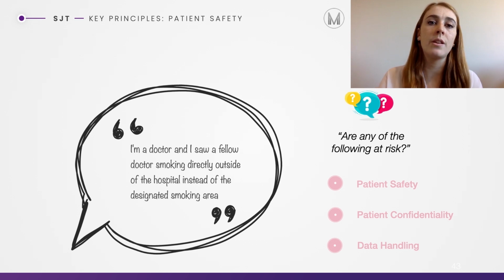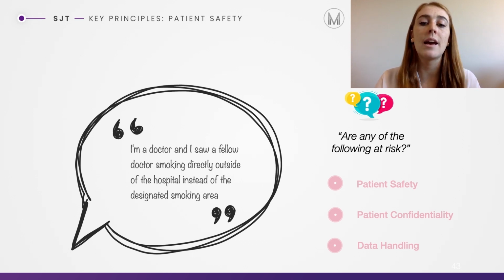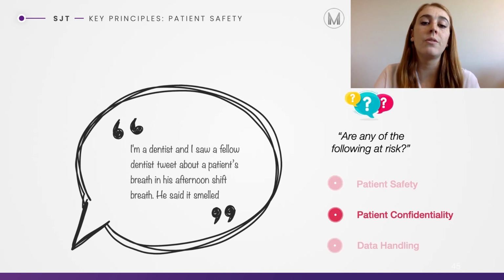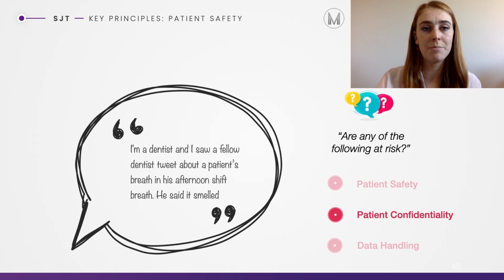So you first try and deal with the situation locally and directly, and then report it up to higher powers if that doesn't work. Another example would be, I'm a dentist and I saw a fellow dentist tweet about a patient's breath in his afternoon shift break. He said it smelled bad. Should this be reported up to higher authority? Yes, because patient confidentiality is at risk. So the post needs to be taken down as soon as possible, and this also needs to be reported up so it can be dealt with appropriately.